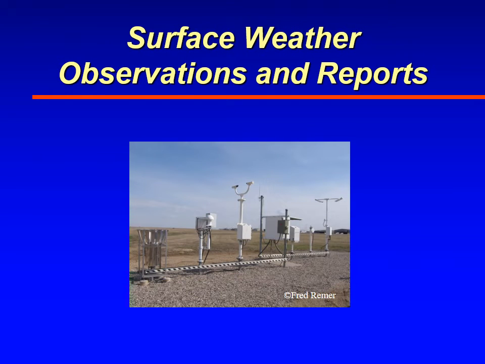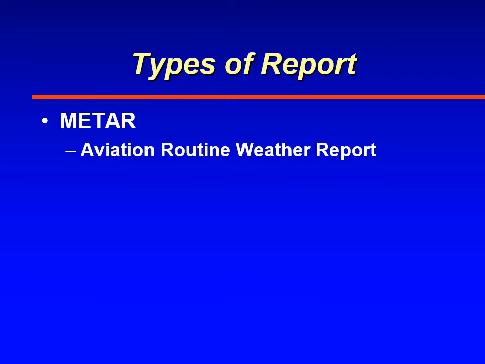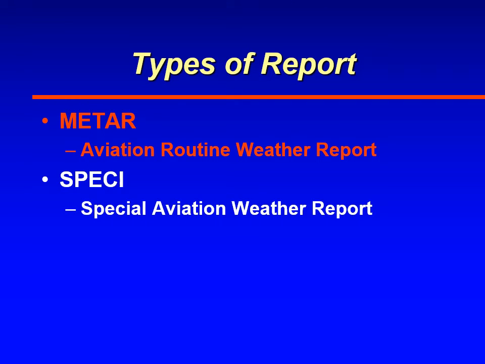Hi, thanks for joining us, and we're going to discuss the different types of surface weather observations in this video. Generally, there are two different types of weather observations. There are either METARs, which are your aviation weather routine reports. These come out every hour. Or there are Speci reports, which are special weather observations, and they come out as needed.